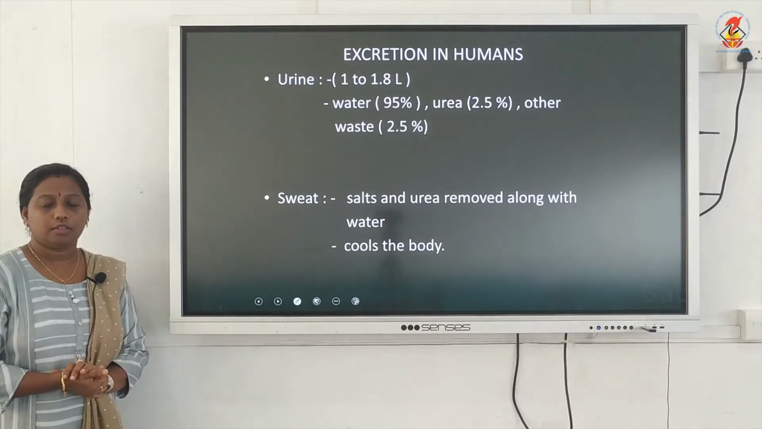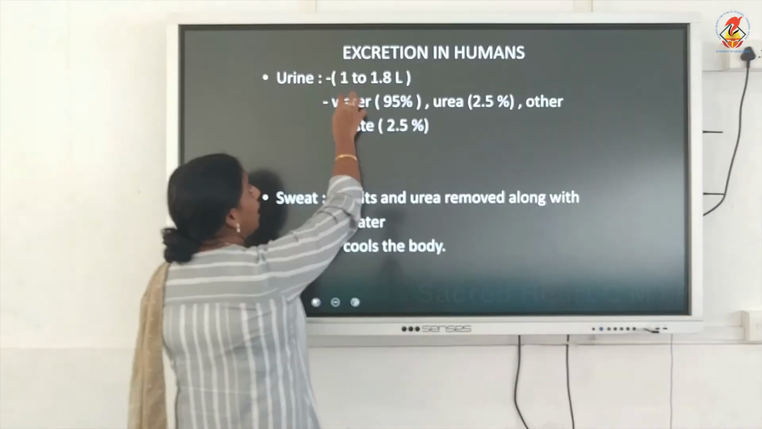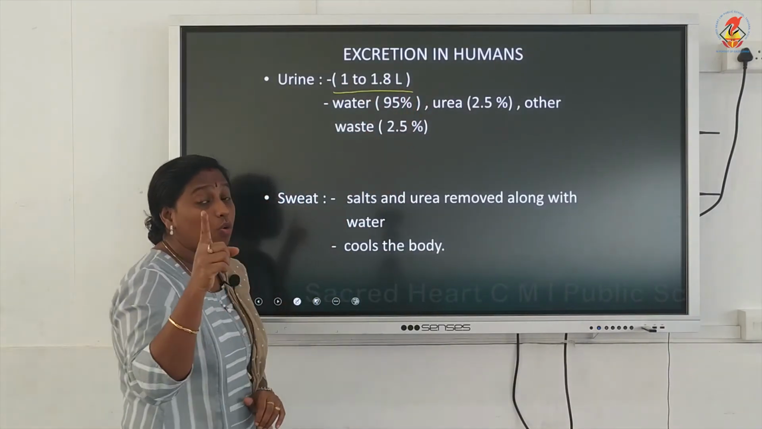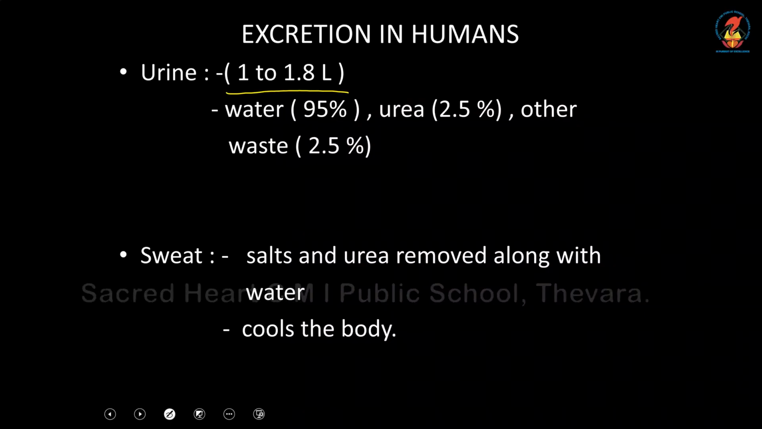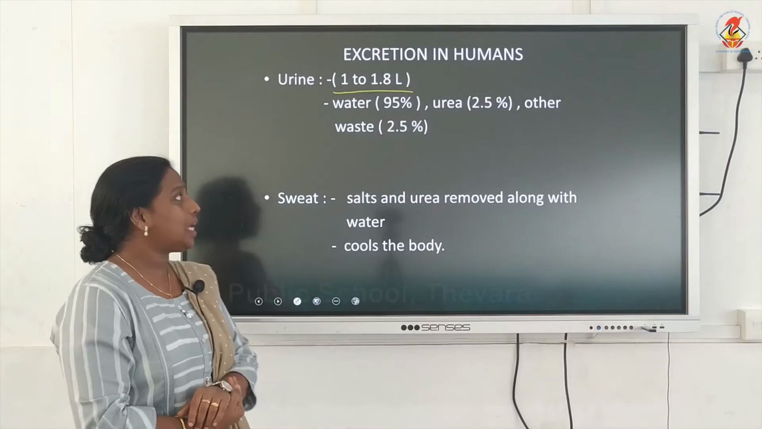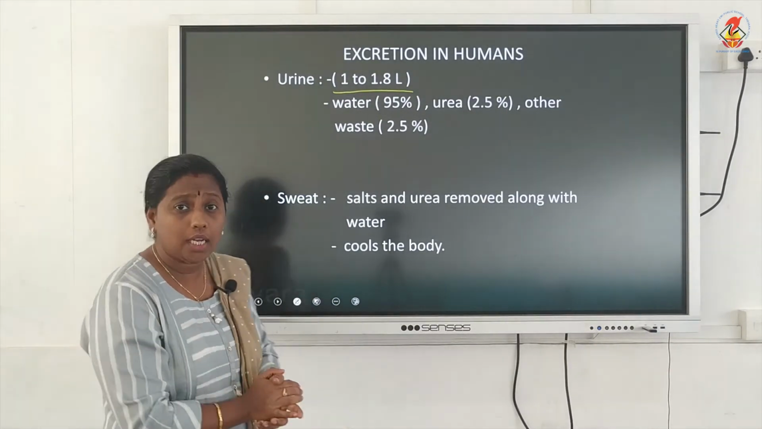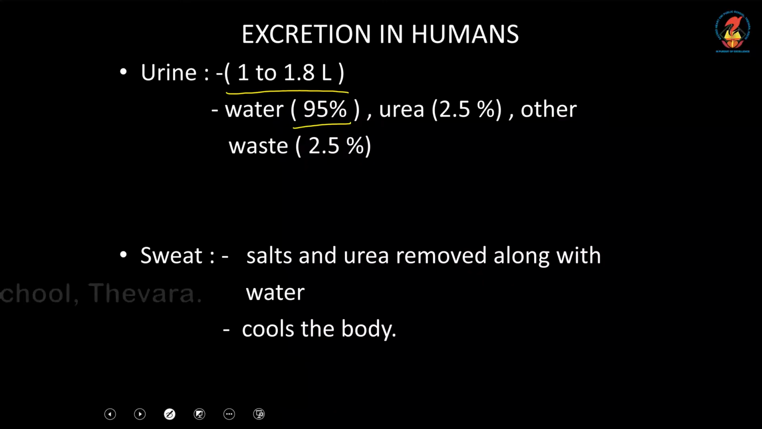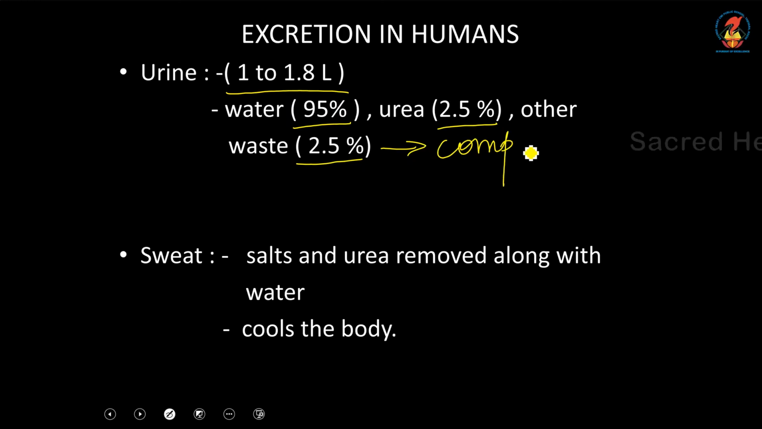Now, the urine which is produced in your kidney. Your kidney produces somewhere around 1 to 1.8 liters of urine in every 24 hours. See how much urine is produced? Now, what are the major components present in urine? Urine has 95% water in it, 2.5% urea and some other waste materials, which together form around 2.5%. So, this is the composition of urine.